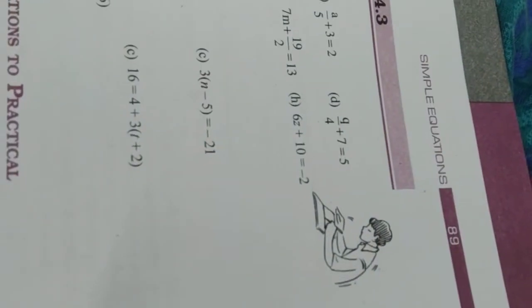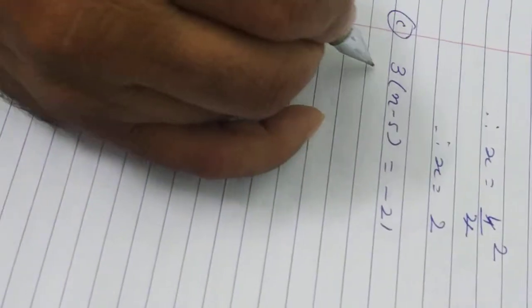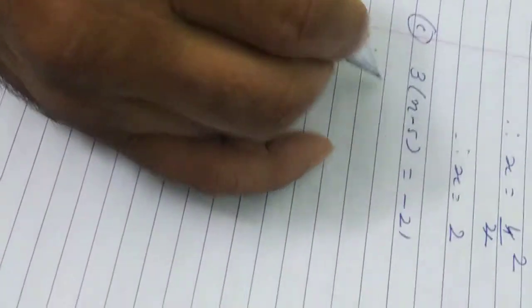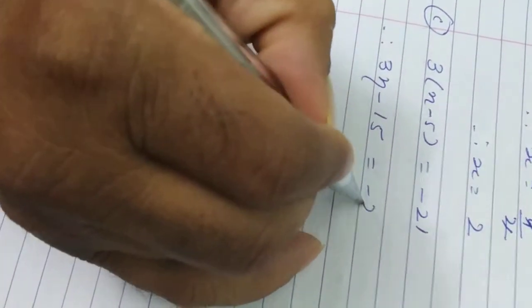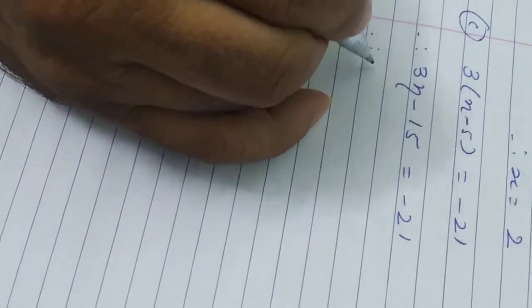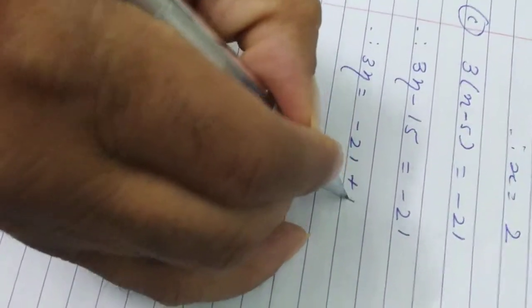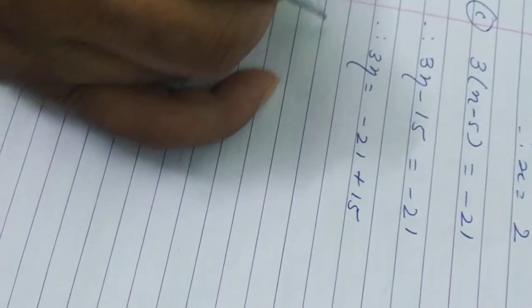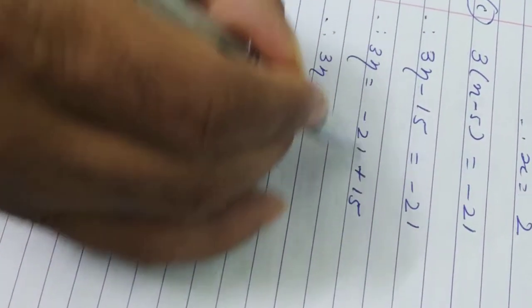We'll explain you example C. 3 in bracket n minus 5 is equal to minus 21. Same way, we'll simplify the bracket first of all. So 3n minus 3 5s are 15 is equal to minus 21. Therefore 3n is equal to minus 21 plus 15 by what? Transposing, right? Therefore 3n is equal to minus 21 plus 15.